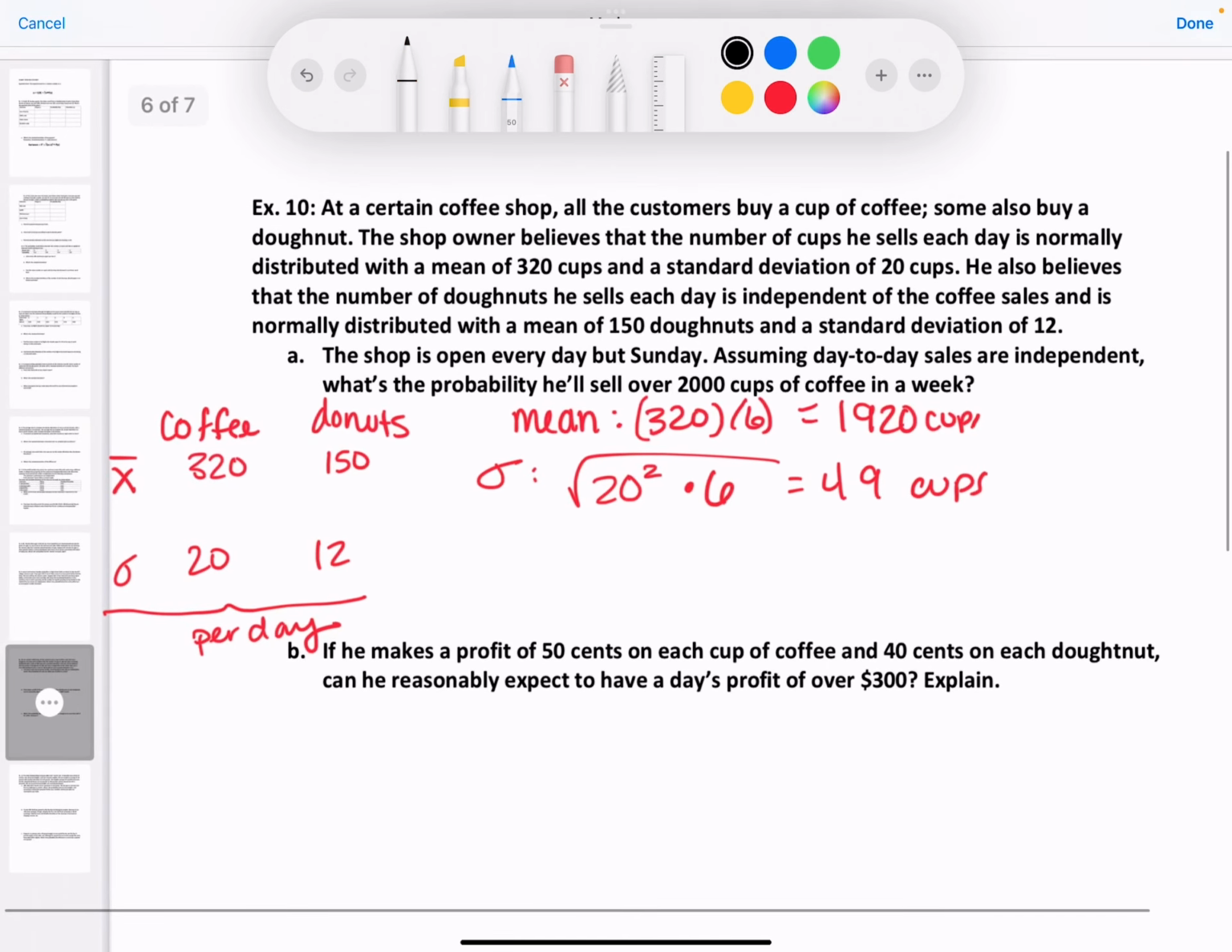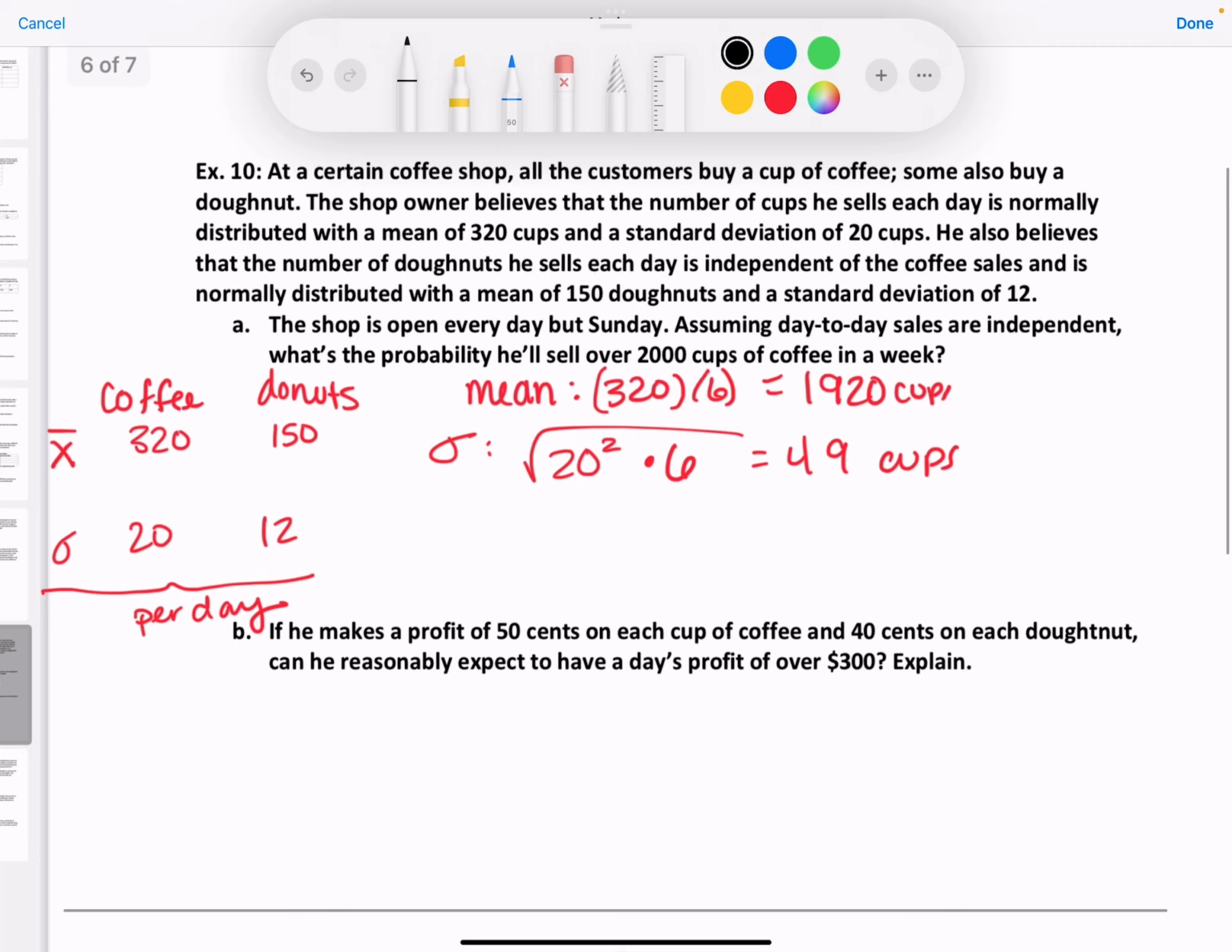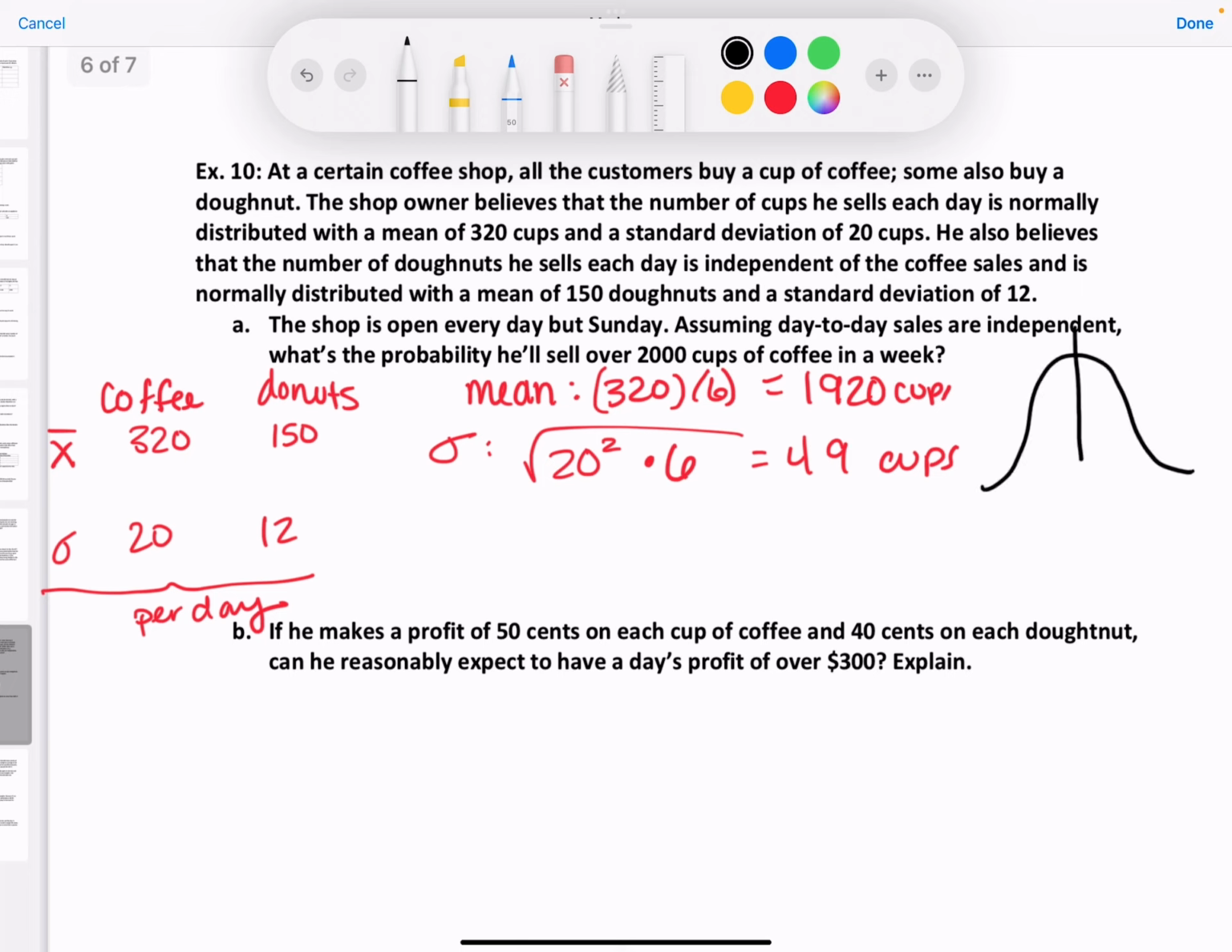So if I were to look at this, I want to know what the odds are that he sells over 2,000 cups in a week. So we're saying if he sells the average number every day, this is all he would sell. Our mean is 1,920 cups, but we want to know if he could sell 2,000. So I care about this area over here.